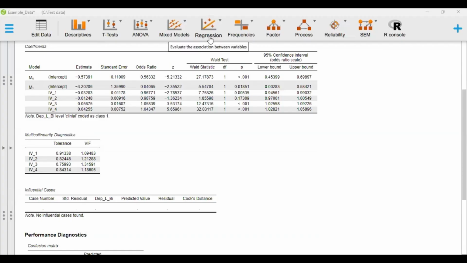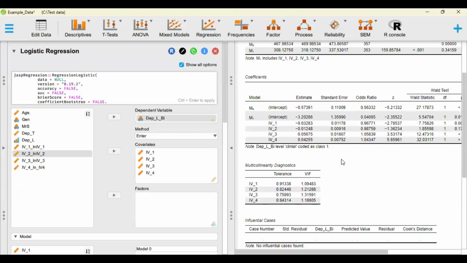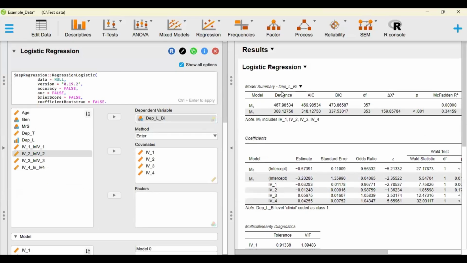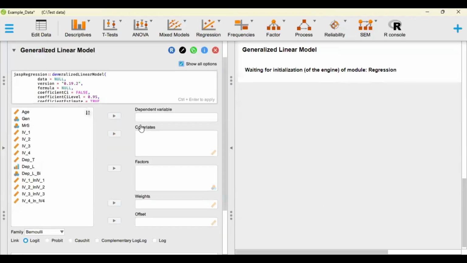However, again, I suggest that if you don't want to use binary logistic regression and you insist on using ordinal and multinomial logistic regression, you use other software, for example SPSS or other software that can do that, because the current versions of JASP cannot do the advanced analysis for ordinal and multinomial types of logistic regression. And you can see they don't even have the option. You should go to generalized linear model to be able to do that.